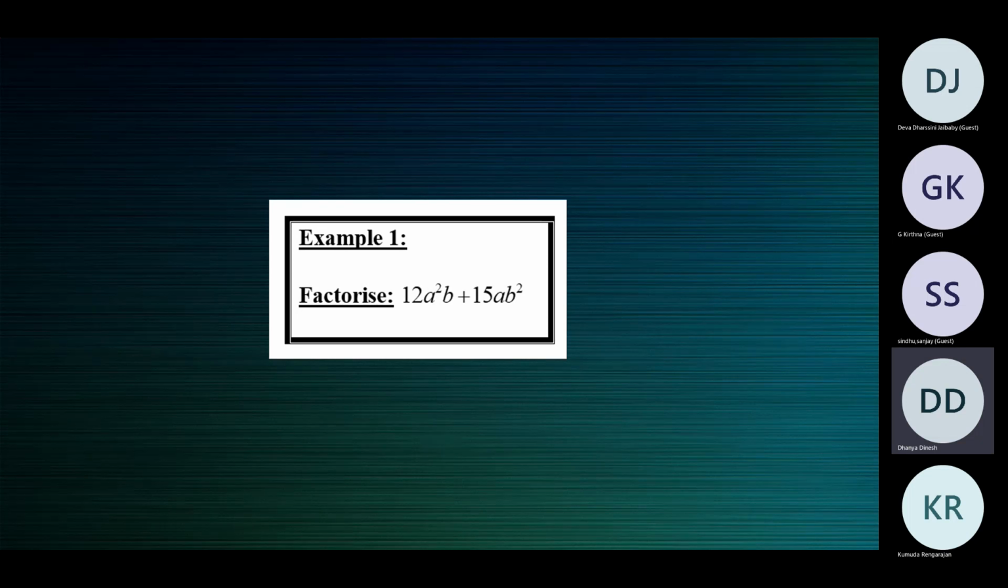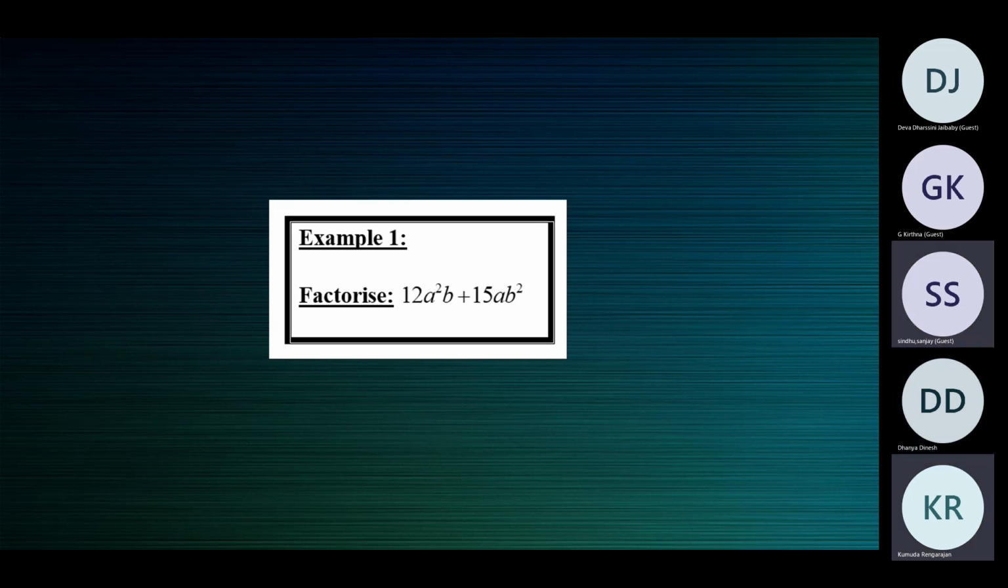2 into 3. Yes, you're right. 3 into 2. So you will say 6 is equal to 3 into 2. Now, factorize 24.